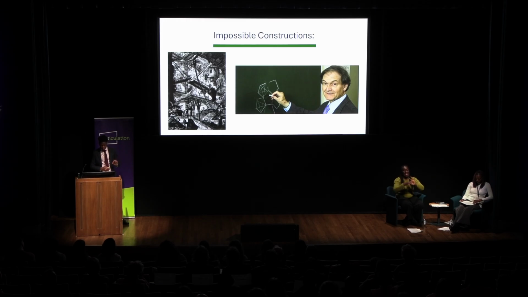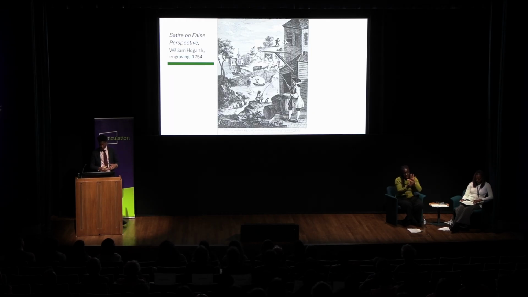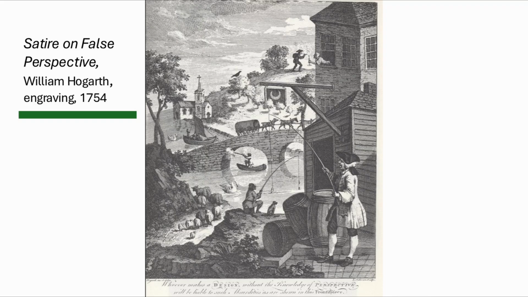Let's take a look at the first example of work in this style of impossible constructions. Here we have Satire on False Perspective. This is by William Hogarth in 1754. And we notice that the flag here is connected to two different buildings and yet goes behind trees on a hill separated from those buildings by a bridge.